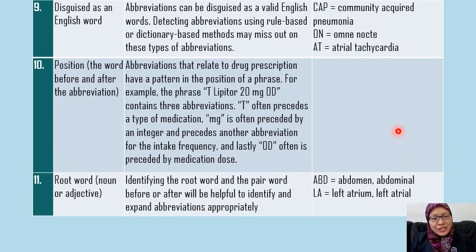We should also pay attention to words that are disguised as abbreviations. So in a way, there are English words that are short and meaningful, but they are also disguised as abbreviations. We should also pay attention to the position of the word before and after. So for example, MG here, if it is preceded by the number 20 and another abbreviation, it may be an abbreviation.